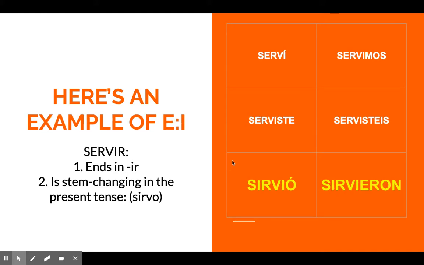Here's an example of one that changes from E to I. Servir, it ends in -IR and is stem changing in the present tense, sirvo. So you really need to review your present tense stem changers to be able to be successful in conjugating this type of verb. Again, serví, serviste, sirvió, there's a stem change, servimos, servisteis, sirvieron. So notice the difference between them.